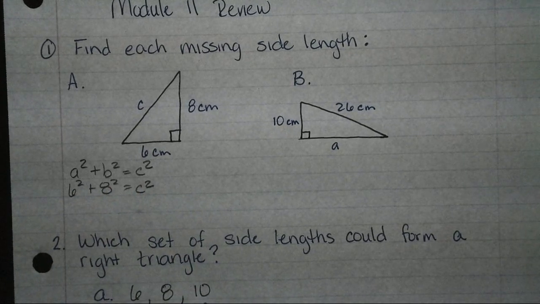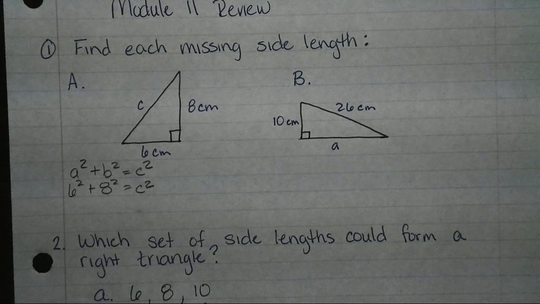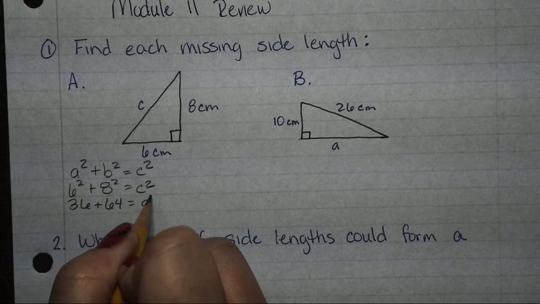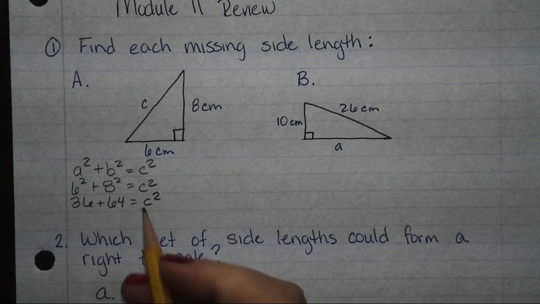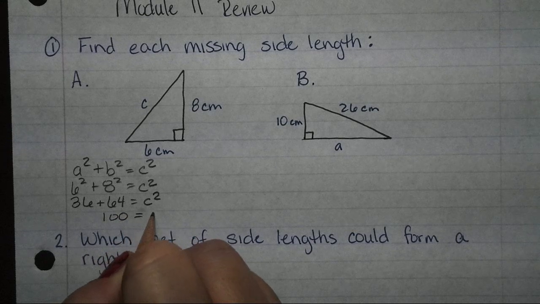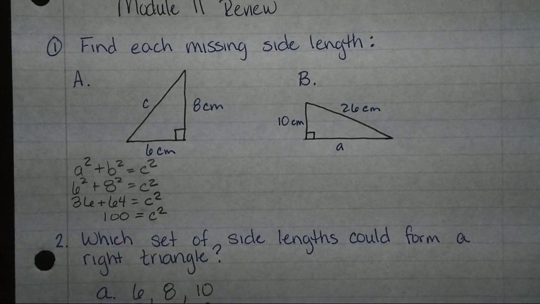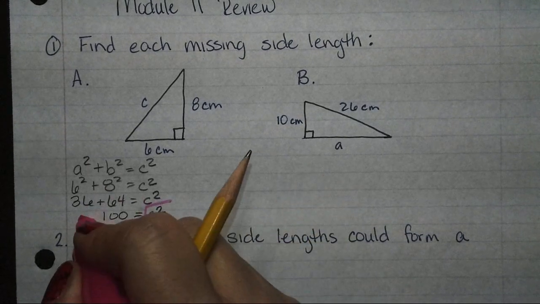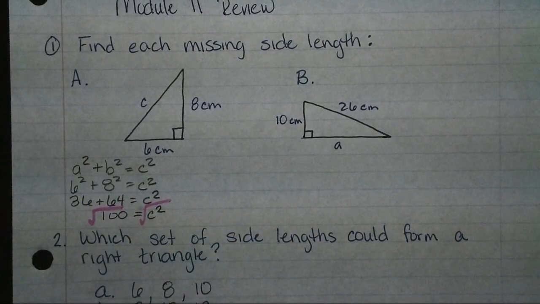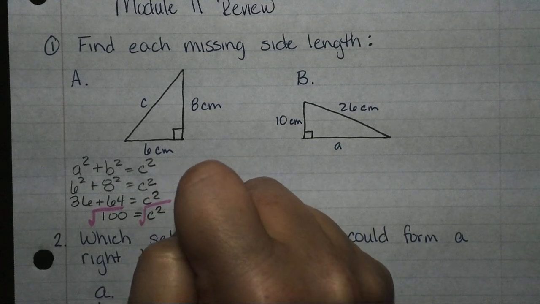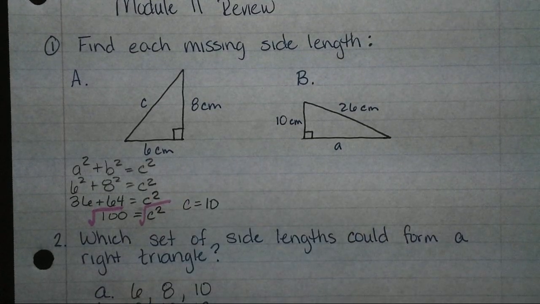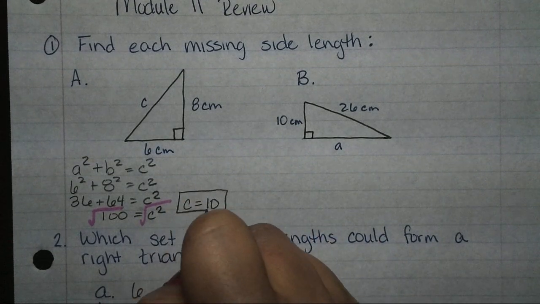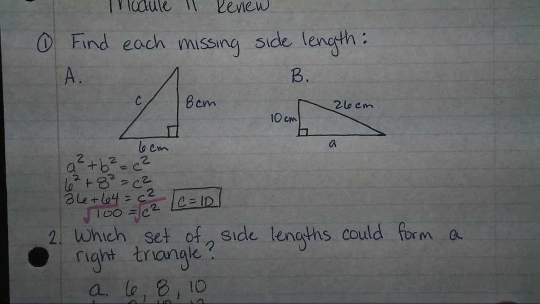And then we square these. So we have 36 plus 64 is equal to c squared. If we add these two together, we get 100 is equal to c squared. So now remember, this is where we find the square root. So you take the square root of both sides, and this is a perfect square, so we get c is equal to 10, since 10 times 10 equals 100. So the hypotenuse of this right triangle is 10.